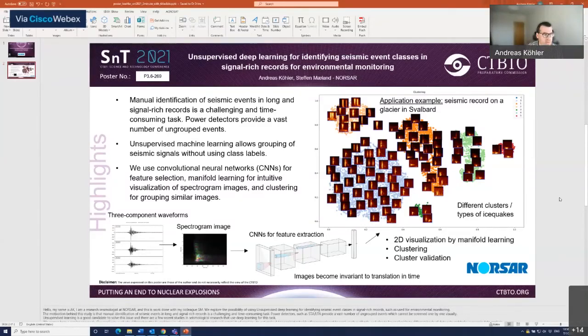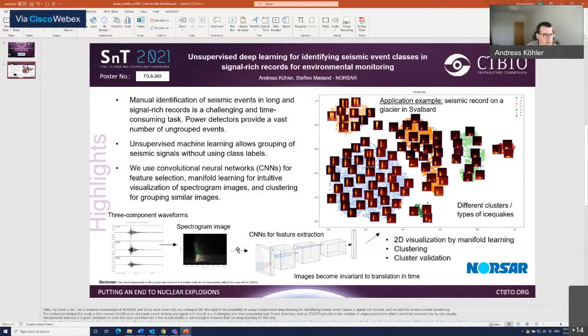Our goal is to evaluate different methods, making use of open source codes and well-established machine learning models, to not make it too sophisticated for seismologists to apply these methods, and also to be applicable to different kinds of data sets and tasks. So basically our workflow is to transform the three-component waveforms into spectrogram images and then use convolutional neural networks to extract useful features for finding clusters of similar images. Importantly, this feature extraction makes the spectrogram images invariant to translation in time, because the signals might not be aligned in time necessarily.